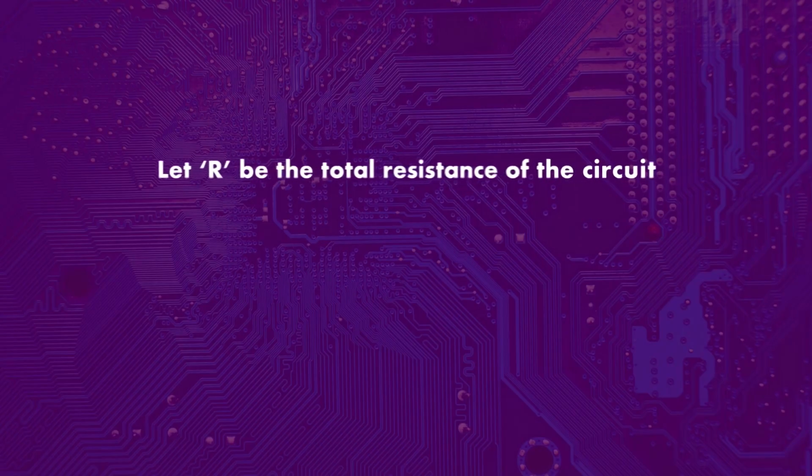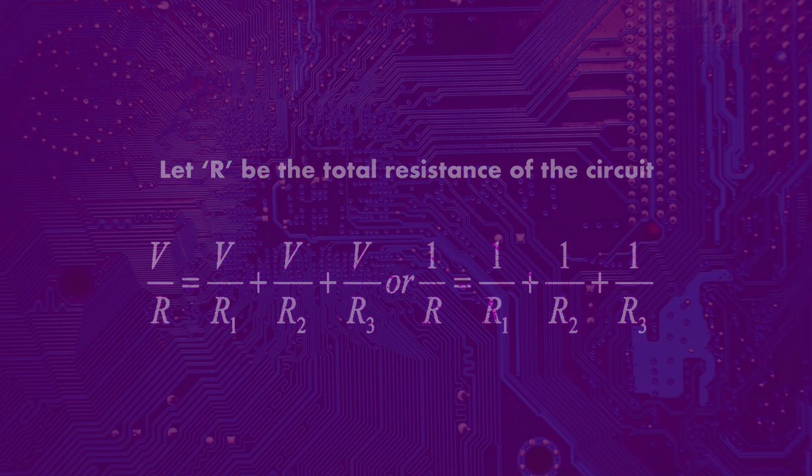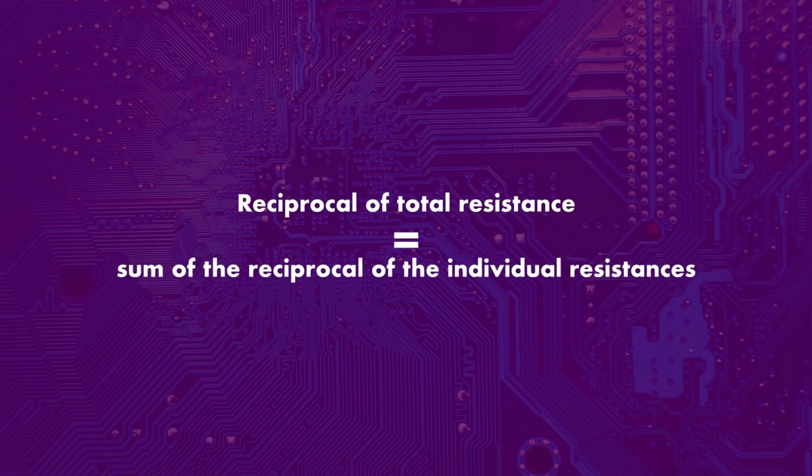Let the total resistance across this parallel circuit be R. So I can also be written as V upon R. So the final equation can be written as V upon R is equal to V upon R1 plus V upon R2 plus V upon R3. Just take the common V, so this V will be cancelled on both sides. So the final equation will be 1 upon R is equal to 1 upon R1 plus 1 upon R2 plus 1 upon R3. So the reciprocal of total resistance is equal to the sum of the reciprocals of the individual resistances.